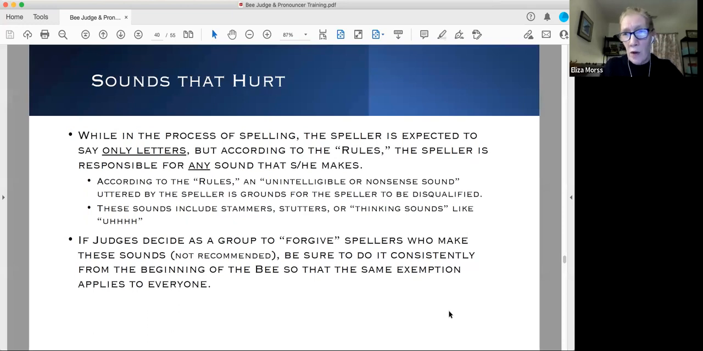I can tell you at the Fairfax County level, any sort of mumbles or uhs, the judges will take you out, because we have to abide at the county level when we're dealing with all the school champions, and our champion is going to the National Spelling Bee. We have to apply the rules for local spelling bees extremely strictly. So just to let you know that.